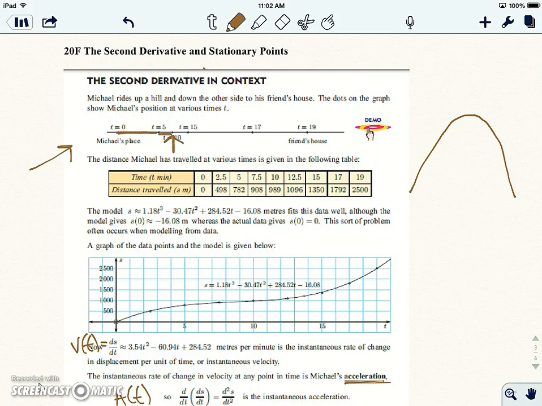We figured out that this was the top of the hill, and then as he starts to go back down, he starts out slow and then he picks up speed so he can go a farther distance and a farther distance. We know that the slope of the tangent line at the top of this hill would be 0, okay?